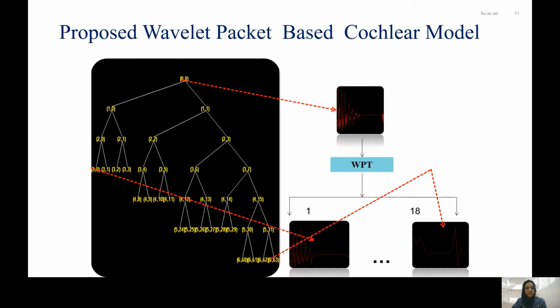This is the MATLAB implementation of the proposed wavelet packet transform based cochlear filter bank, and the input signal at node 00 and the output signals at channels 1 and 18 are highlighted in this figure.